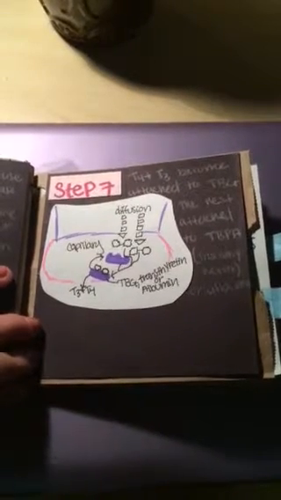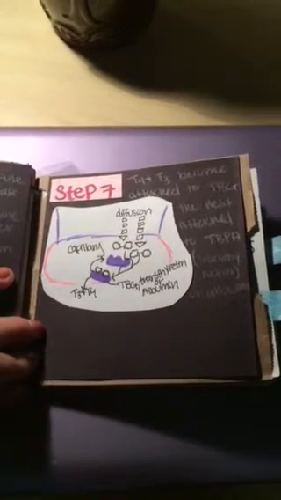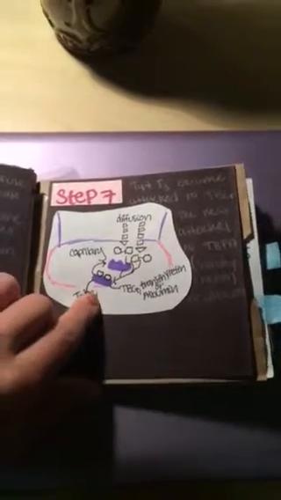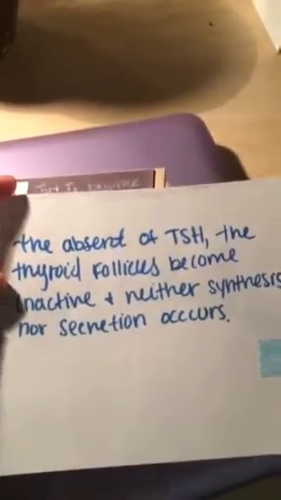Step 7. T4 and T3 become attached to the TBG and the rest attached to the TBPA, which is transthyretin or albumin in the capillary of the follicle cell. Then a note. In the absence of TSH, the thyroid follicles become inactive and neither synthesis nor secretion may occur.